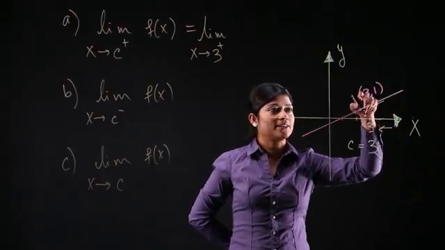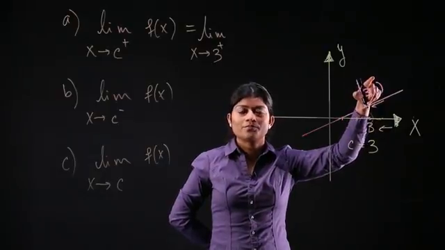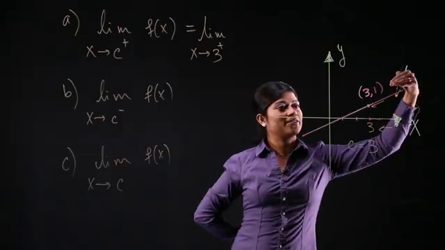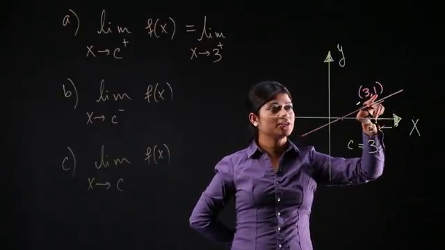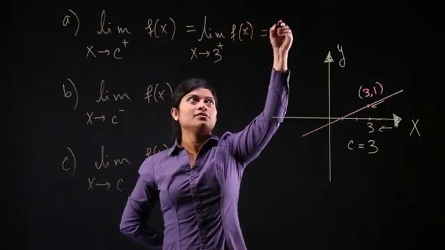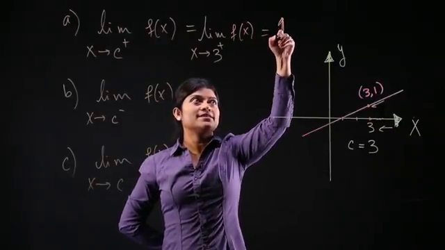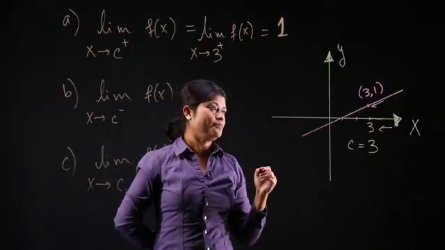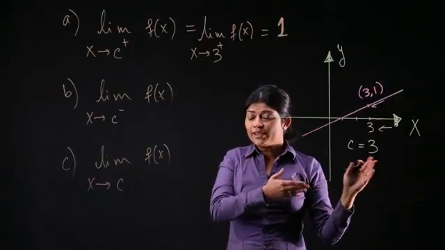And what is that point? That point is (3, 1). So the y value of that point is 1. So the right hand limit is approaching the value 1. And therefore, the first limit exists and the value is 1. So we're done with the right hand limit.